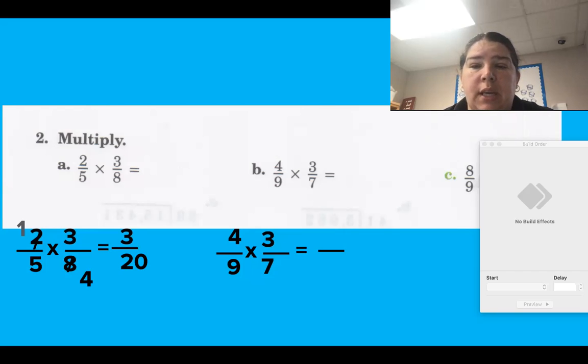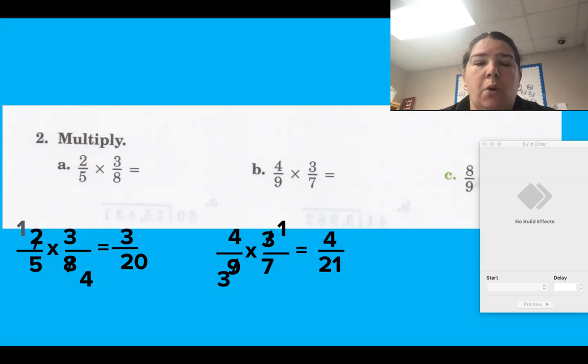Next one, 4/9 times 3/7 equals. So the first thing that should pop up to us is something we can cancel. Two numbers that are both divisible by the number 3, which are 9 and 3. Very good. We cancel both of those, and the 3 becomes a 1, and the 9 becomes a 3. Sorry about that. And we multiply across. 4 times 1 equals 4, and 3 times 7 equals 21. Again, they do not have anything that they are both divisible by, so we leave that alone. That is your answer.